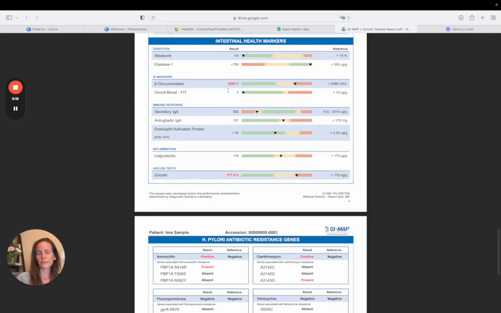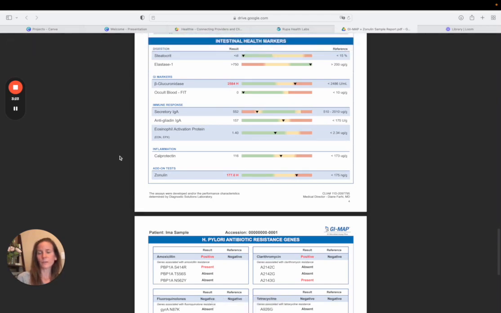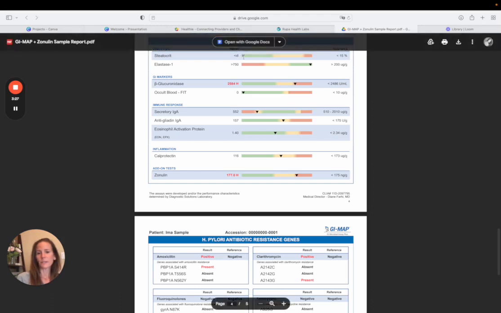Steatocrit is showing us how the digestive enzymes are working, whether or not there's fat in the stool. And as you can see, what you want is to be in the green bars of these levels. Elastase is a pancreatic enzyme, and we want to make sure there's adequate amounts of that. These two things are grouped together because if there's inadequate elastase, you will see higher levels of steatocrit in the stool because digestion is not happening properly, and that will affect absorption of nutrients.